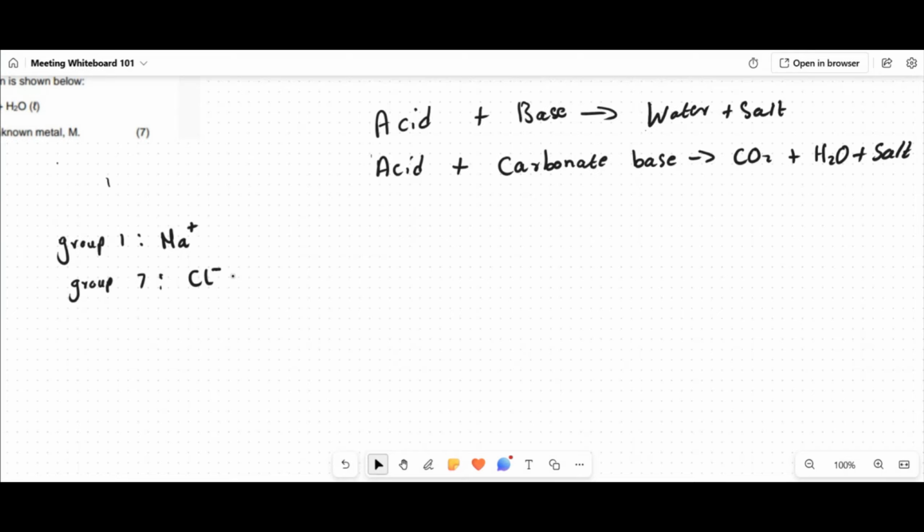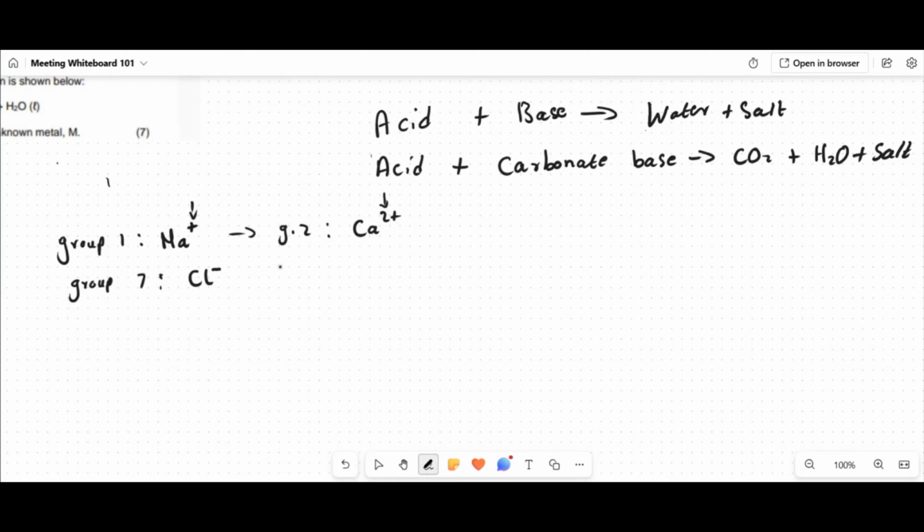Then on group number 2, I'll say G2, you have something like calcium, which is 2 plus, which means it can donate 2 electrons. So it is 2 plus, right? Because it is in group number 2. Here I'm talking about the group number. If it is group number 1, it is positive. And if it is group number 2, it is 2 plus, right?